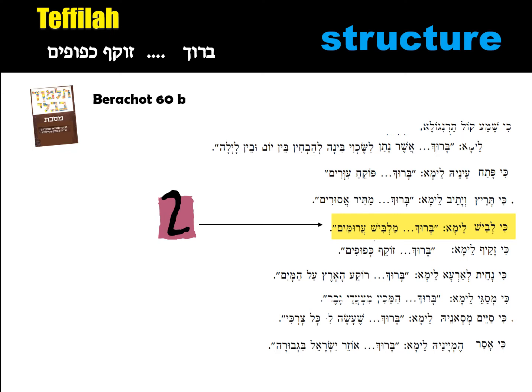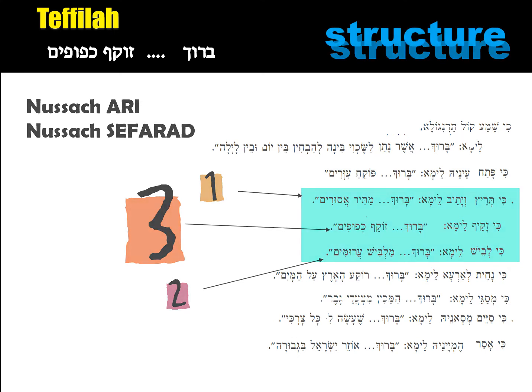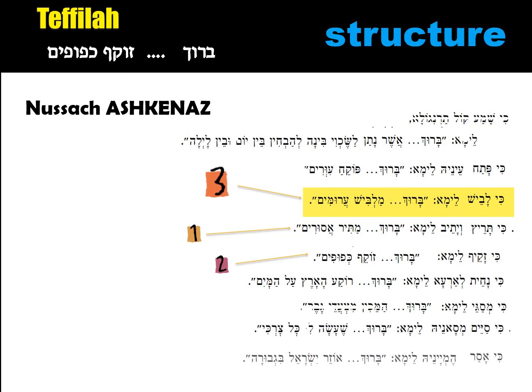For reasons that need to be explored, the compilers of the Siddur did not follow the sequence listed in the Gemara. For example, in Nusach Ari and Nusach Sfarad, we have a 1-3-2 sequence with the bracha of Zokef Kefoofim following that of Matir Asurim. While in the Nusach Ashkenaz, the bracha of Zokef Kefoofim is placed third. We have a 3-1-2 sequence. First Malbish Arumim, followed by the Matir Asurim, and the third bracha is the bracha of Zokef Kefoofim.